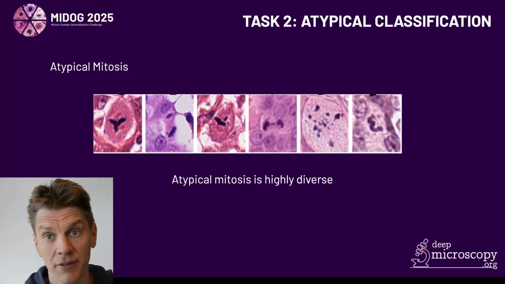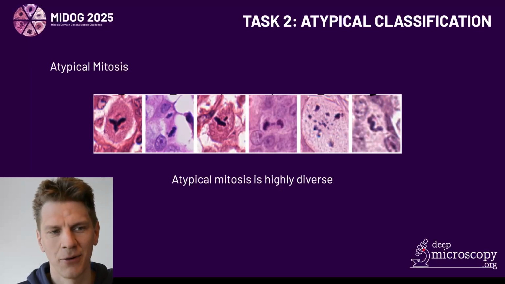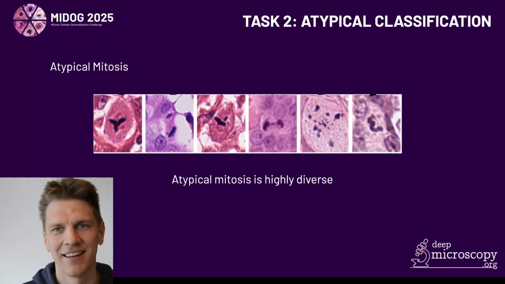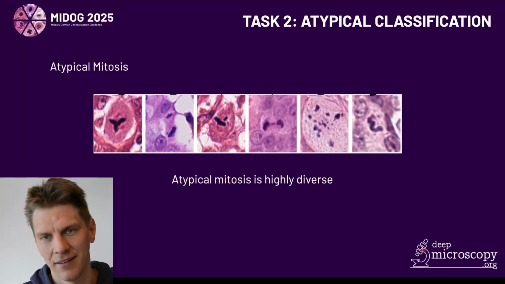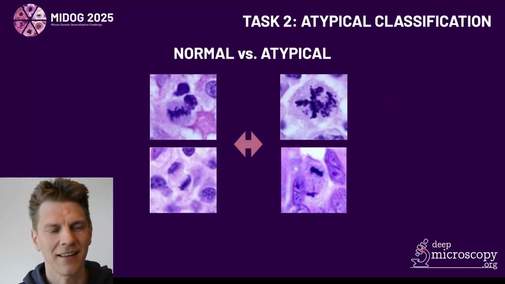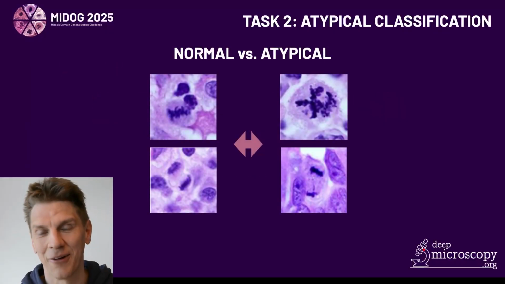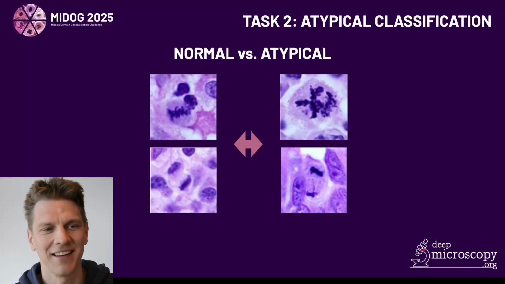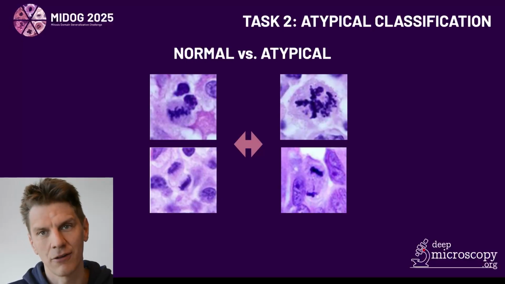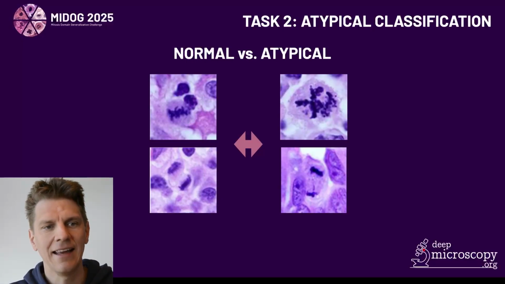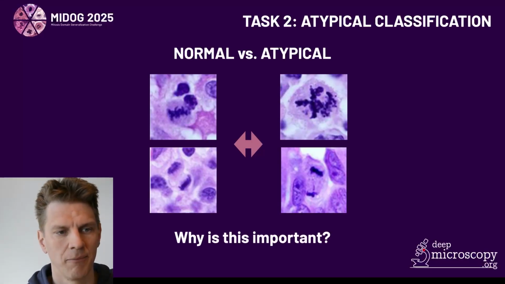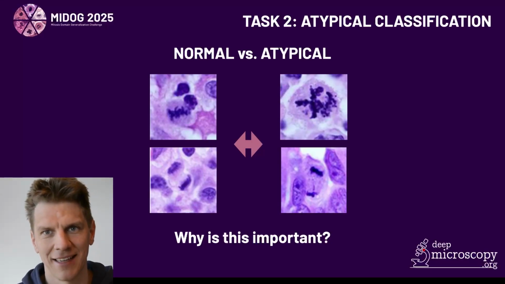So one of the challenges in this task is that atypical mitosis is highly diverse. So we have a high diversity and a high interclass difference here. Okay, so let's go ahead into the next. This is the challenge that we have in track 2 of the MIDOG challenge, and we want to have a binary classification between normal, depicted on the left hand side, and atypical, depicted on the right hand side, mitosis.